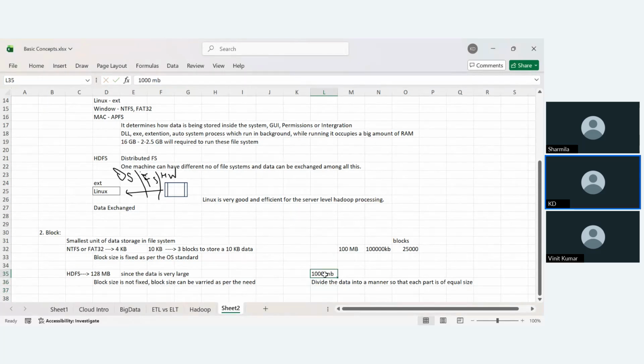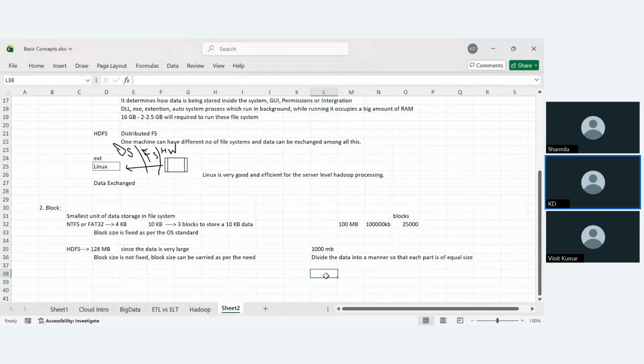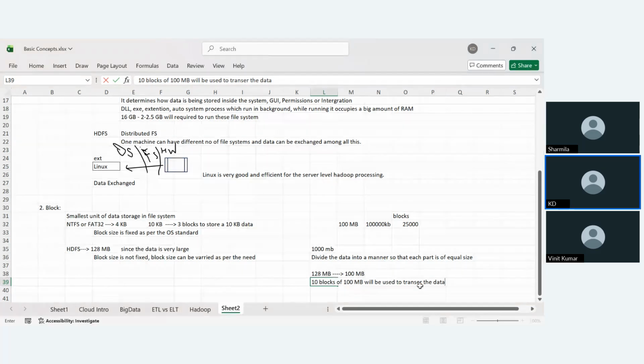So now it cannot engage this 1000 MB data with just one 128 MB block. It would require around 6 to 7 blocks, right? So based on the requirement, let's suppose it can convert its block size from 128 MB to 100 MB, and then 10 blocks of 100 MB will be used to transfer the data.